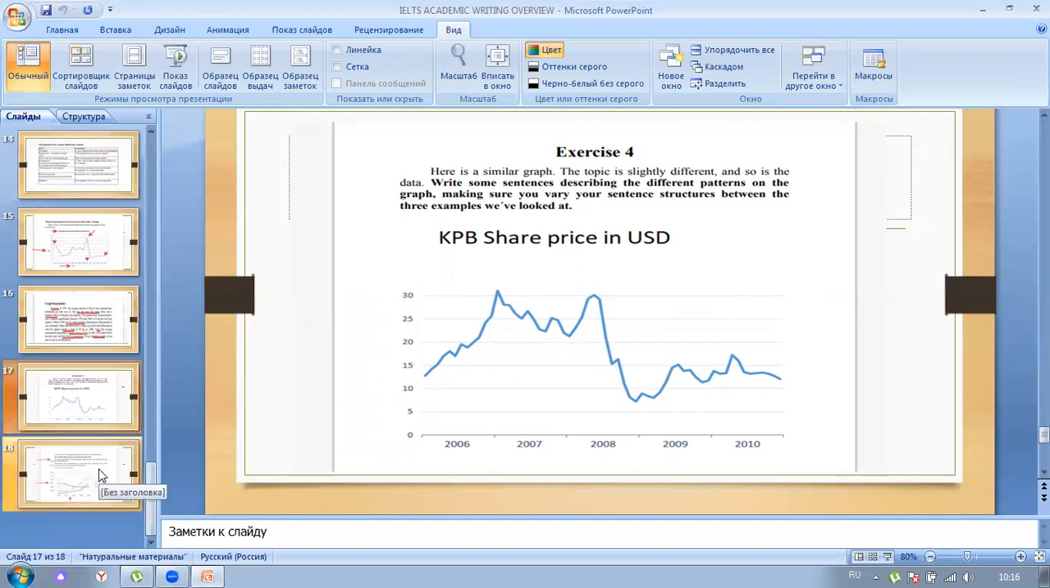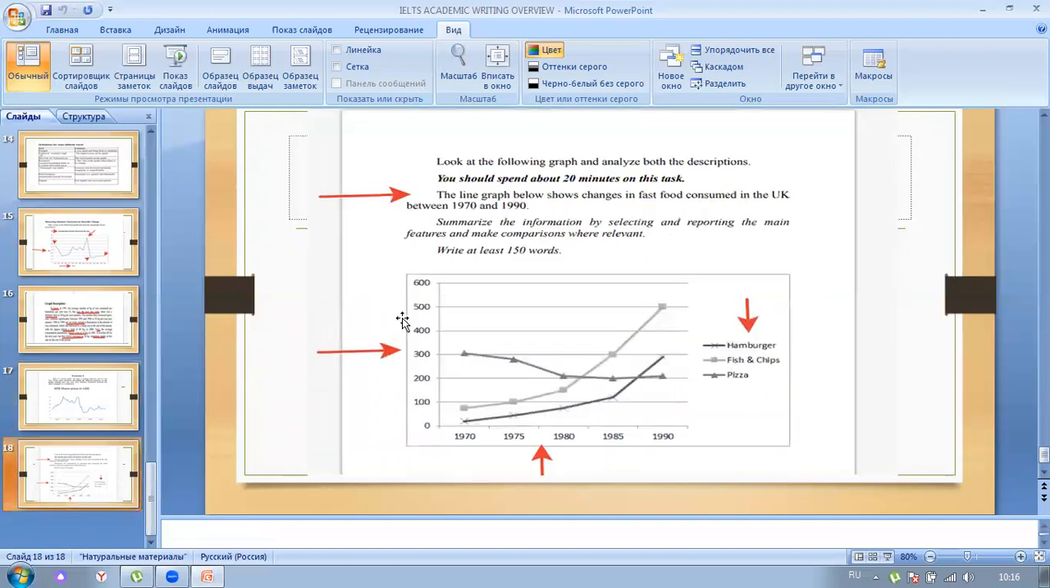Now, here, look. Introduction part. In this introduction part, we're going to write it later in our next lesson. But you guys might have a look at it, but you can still write the description of this graph, okay?